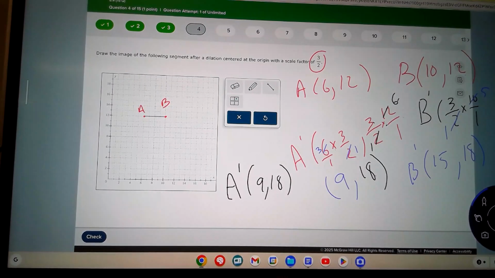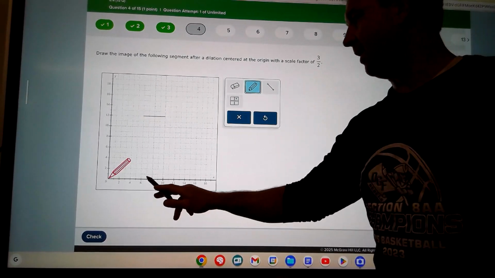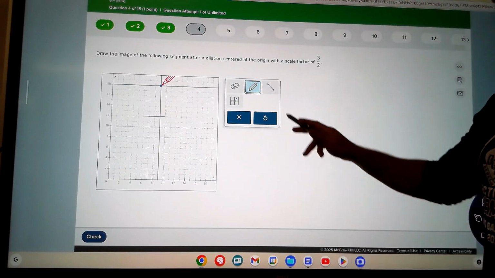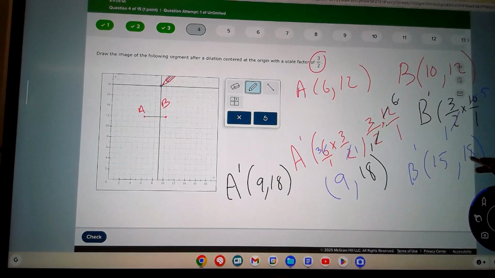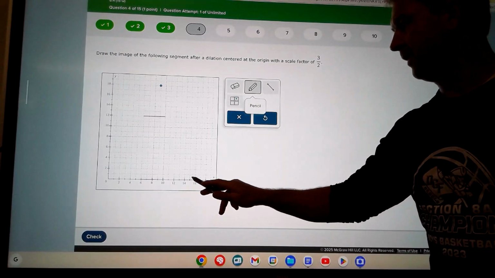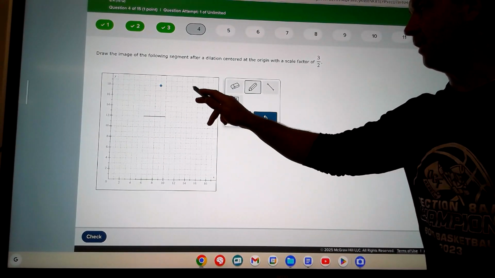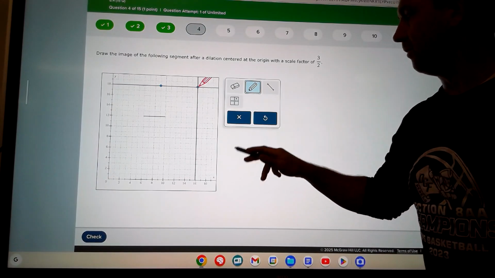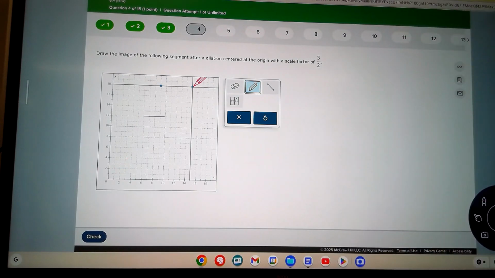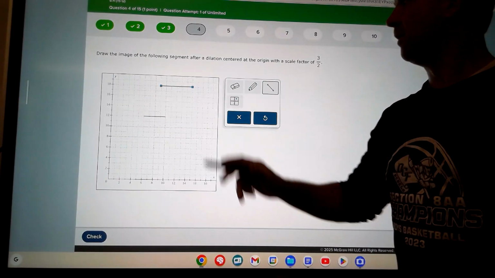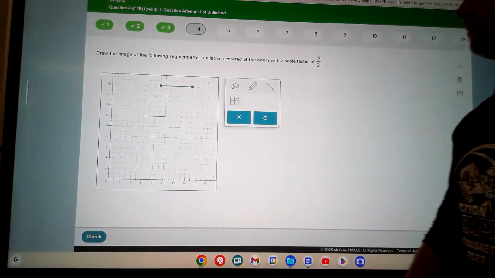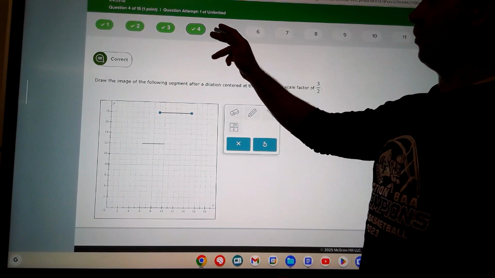So I'm going to plot those points. I want 9, 18, so I'm going to put a point at 9 and 18, which would be right there. My second point was 15, 18. I go to 15 and I go up to 18. There we go. Now I connect the dots. It's 1.5 times as much. And that should be one new one.